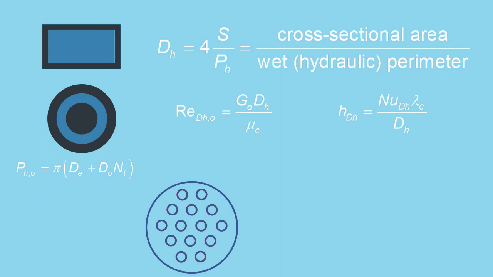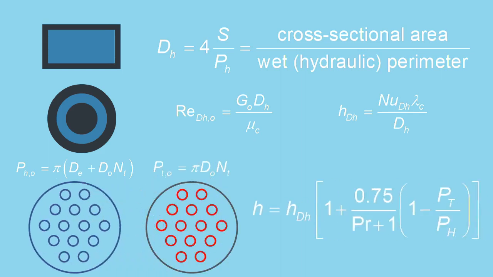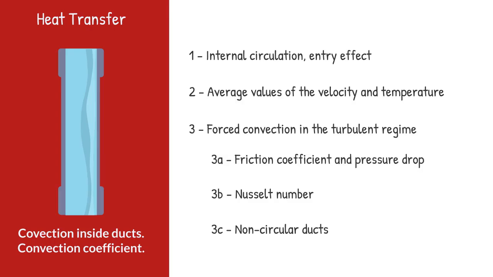When the thermal perimeter and the hydraulic perimeter are not equal, we apply a correction according to the Hausen and Doble formula. You can apply everything learned here when solving convection problems.